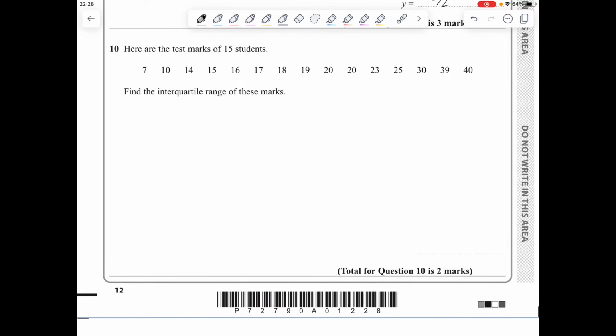For question 10, to find the interquartile range, I will need to subtract Q3 minus Q1. Now Q1 is a quarter of 15, which is 3.75. So I will take the fourth observation, and 1, 2, 3, 4, this is equal to 15.